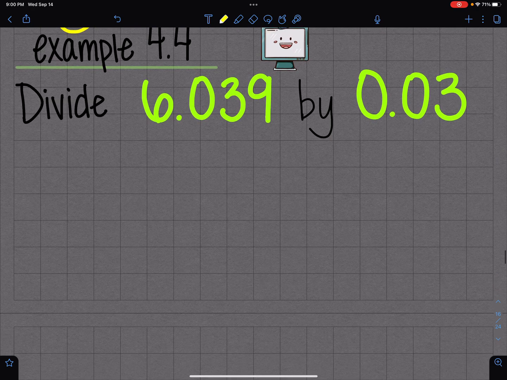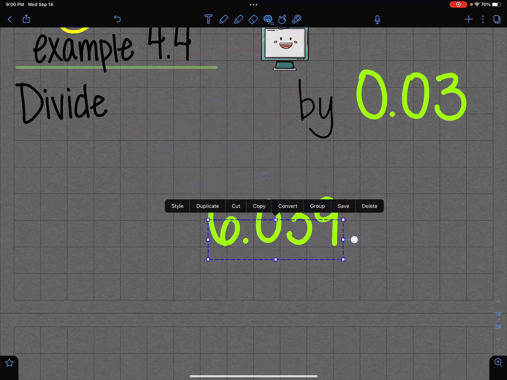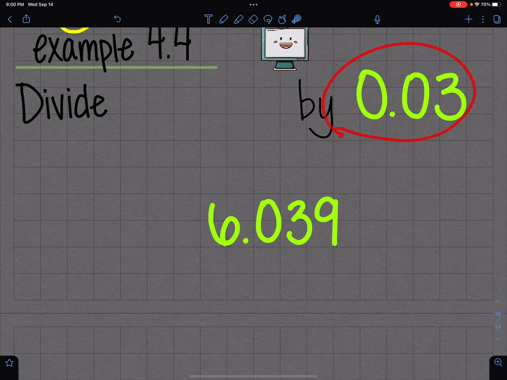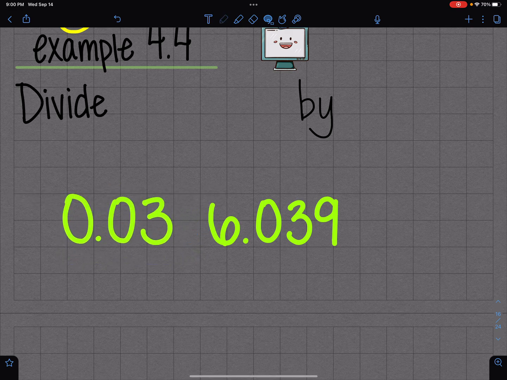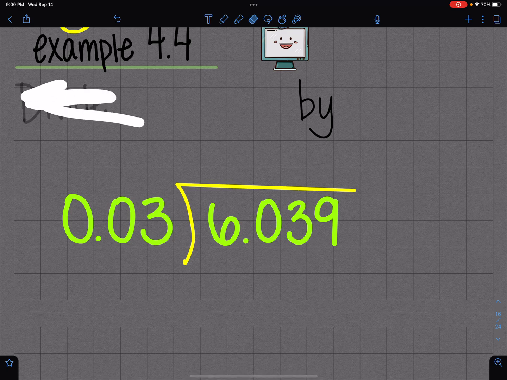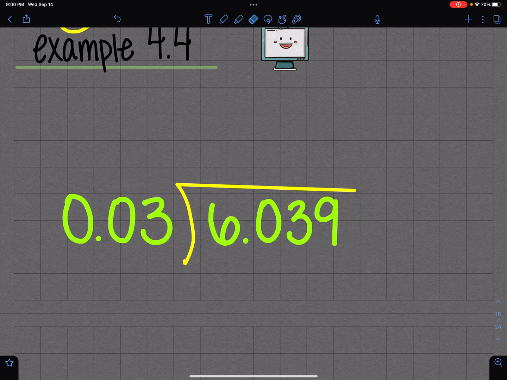Let's do example 4.4. This time we're doing division with decimals. Okay, so division with decimals. Whew. All right, let's do this. Divide 6.0 blah, blah, blah by 0.03. All right, so this is the number that we're going to divide, so that is the dividend. So I'm going to put that here. The second one is what we're dividing by. That's the divisor. So don't get those two confused. It's easy to get them confused, but don't let them trick you on that. I mean, there's plenty other stuff in math to get confused by, so don't let something like that confuse you.